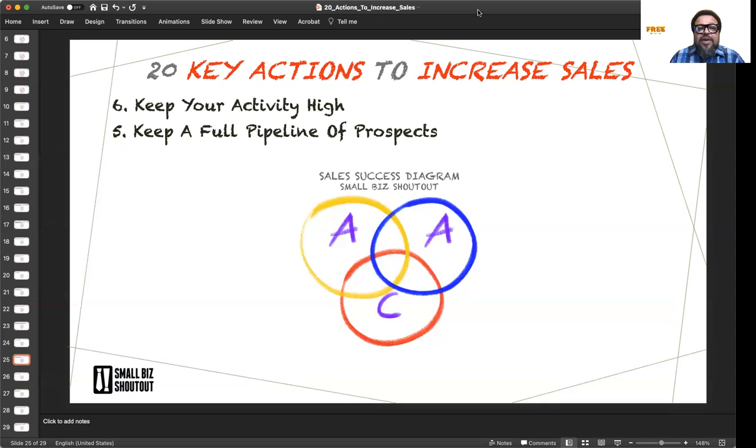We talked about all of those things, and number 6 is actually the activity circle there in blue.